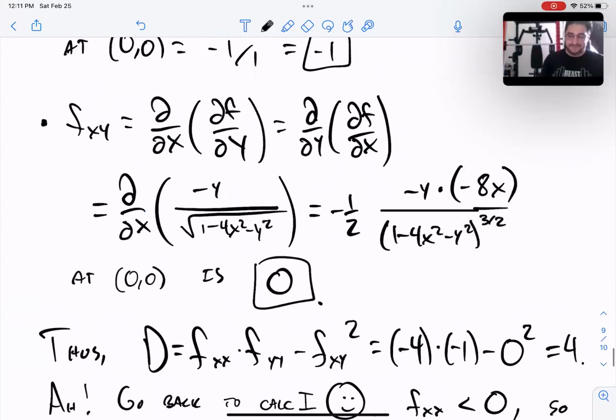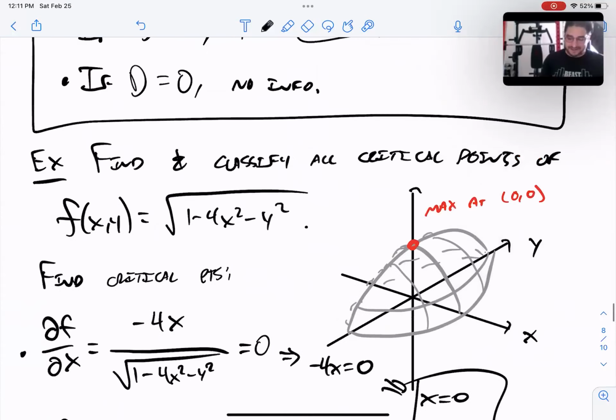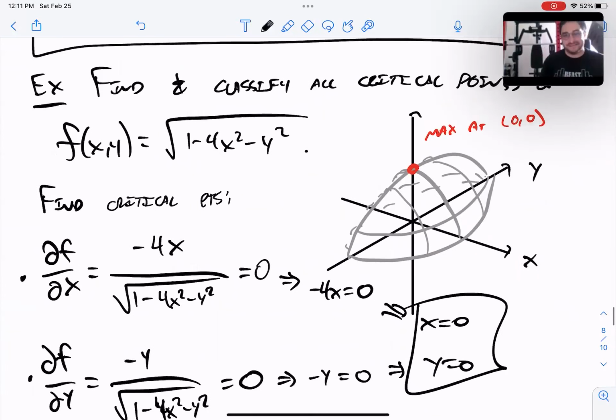just like the graph predicted way back up here. That little red dot, max at 0, 0. That's what we were hoping for. So it confirmed our suspicion from the graph, confirmed by applying this second derivative test. All right, thanks.